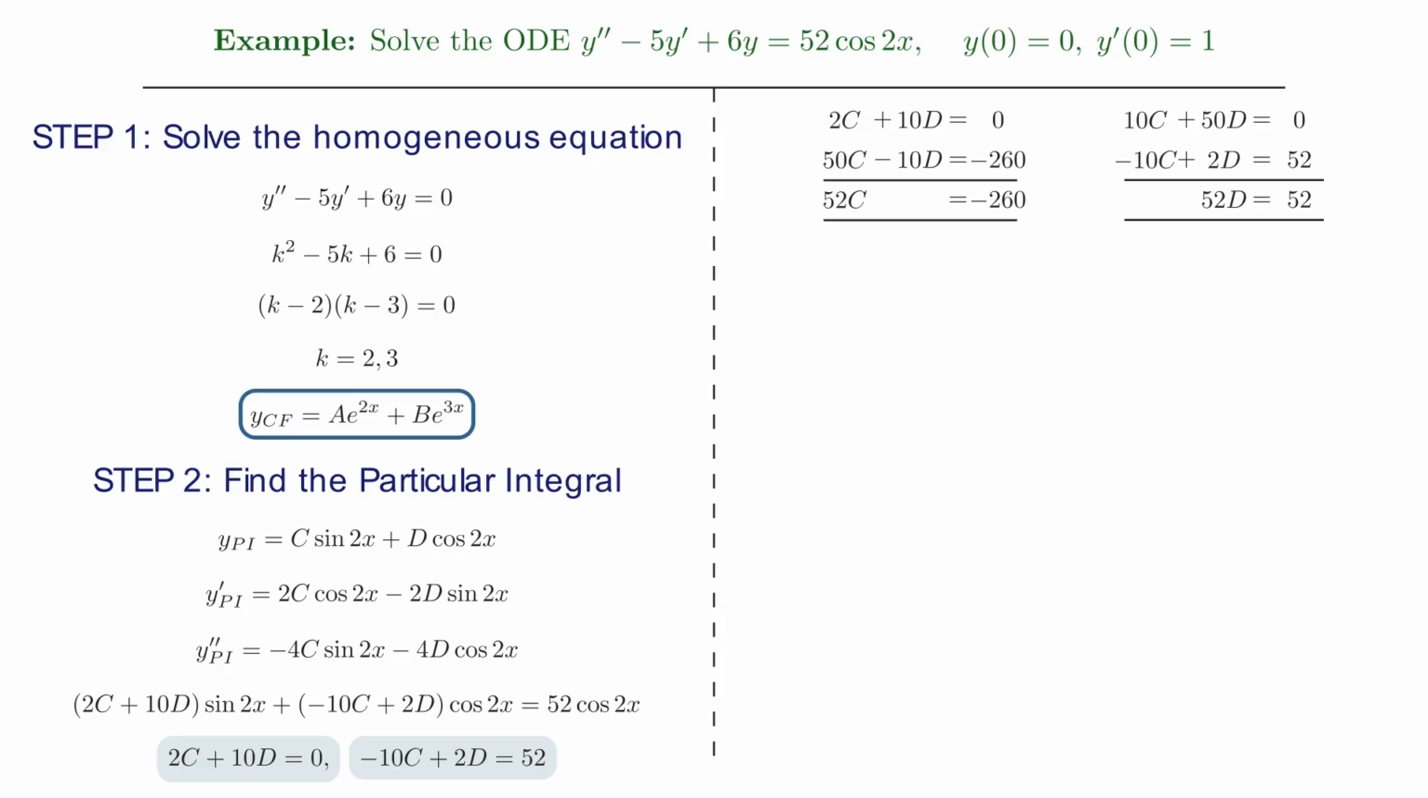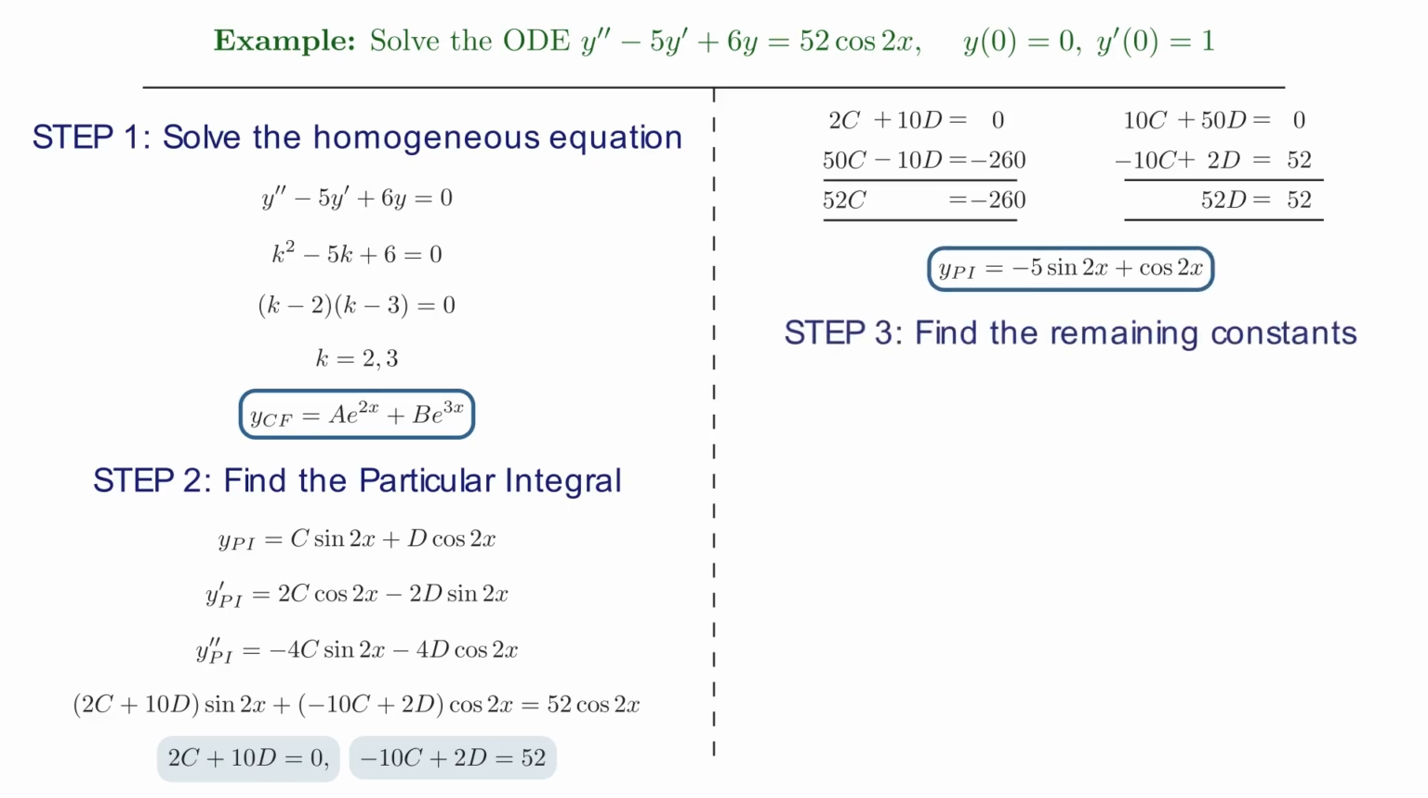So now substituting in the values for c and d into our form for the particular integral, we get that the particular integral y_PI is equal to -5 sin 2x + cos 2x. So our general solution is going to be the complementary function plus the particular integral. So y = a e^(2x) + b e^(3x) + (-5 sin 2x + cos 2x).